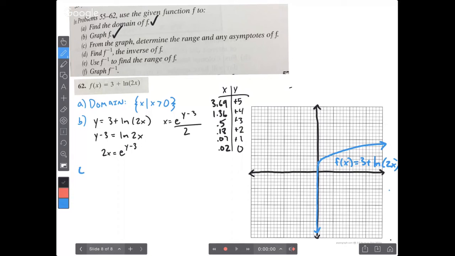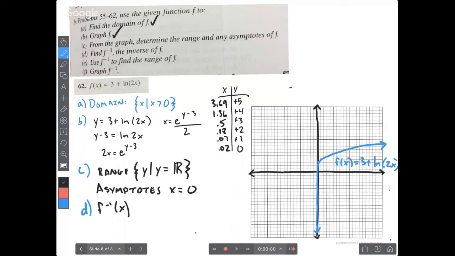So, C. The range is going to be the set of y such that y is equal to all reals. The range of any logarithmic function is all reals. And any asymptotes? The asymptotes we should have known when we got the domain, but the only one is at x equals 0. D. Find f inverse. Oh, I already did that. Lucky me. f inverse of x is equal to e to the x minus 3, over 2.